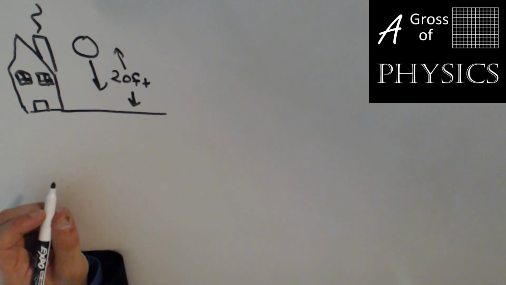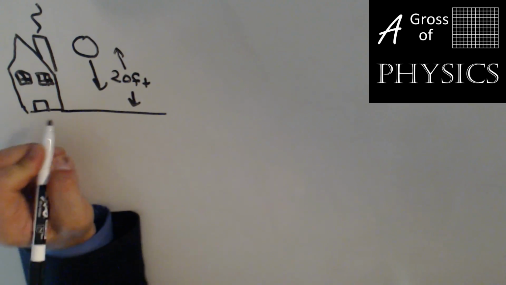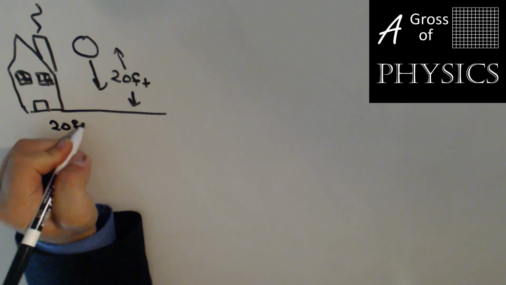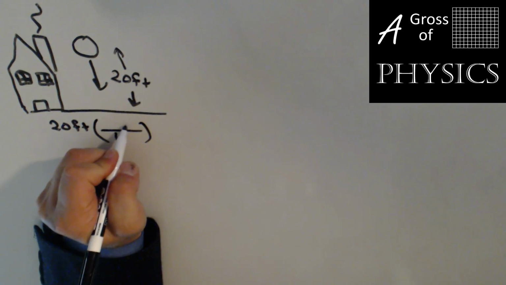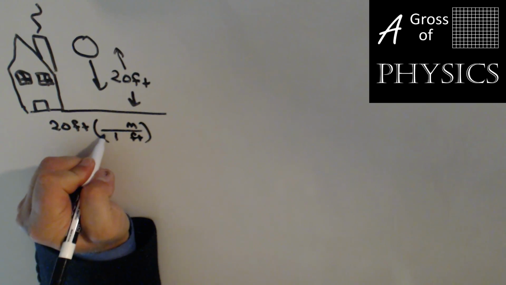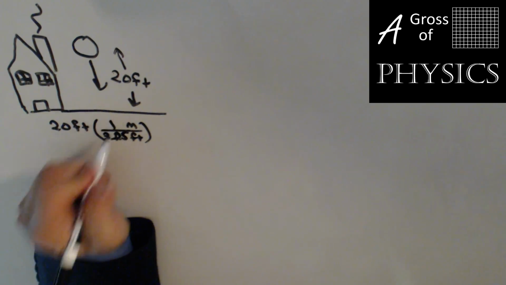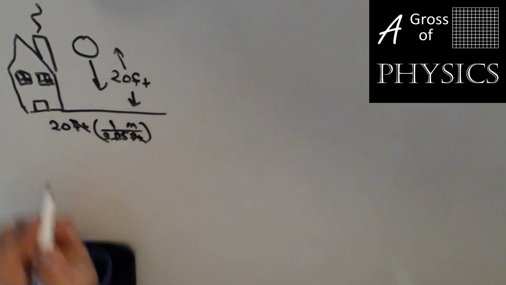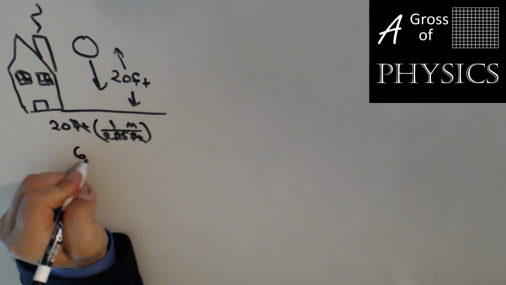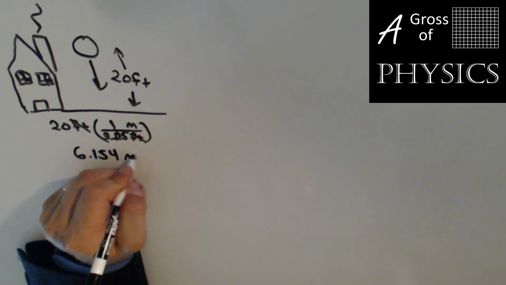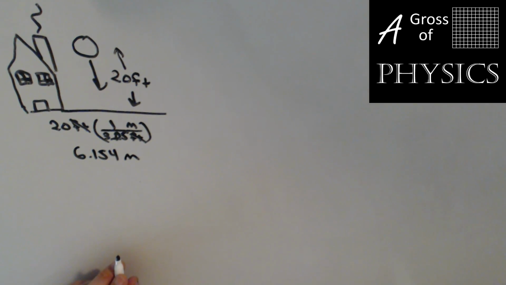Well, the first problem we have here is that we need to get rid of that feet, or convert it from 20 feet into meters. We need the metric system here. 1 meter is 3.25 feet. The feet will cancel, and we'll be left with meters. So 20 divided by 3.25 yields 6.1538. So I'm going to go with 6.154 meters. A little extra precision on this problem.